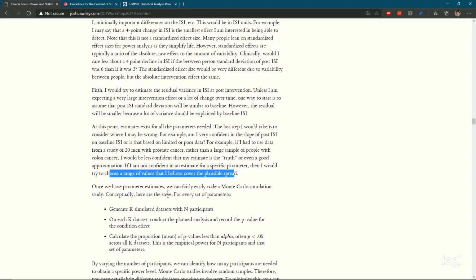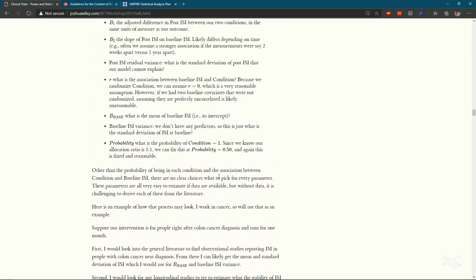Once we have all these parameter estimates, it's actually fairly easy to code a Monte Carlo simulation study. It does take some coding. You do need to know some software to do this, but the steps are fairly simple, though sometimes it gets tedious or longer if you have more complex settings. Conceptually, there's just a few steps. For every set of parameters, for every parameter set that I've laid out here, right?